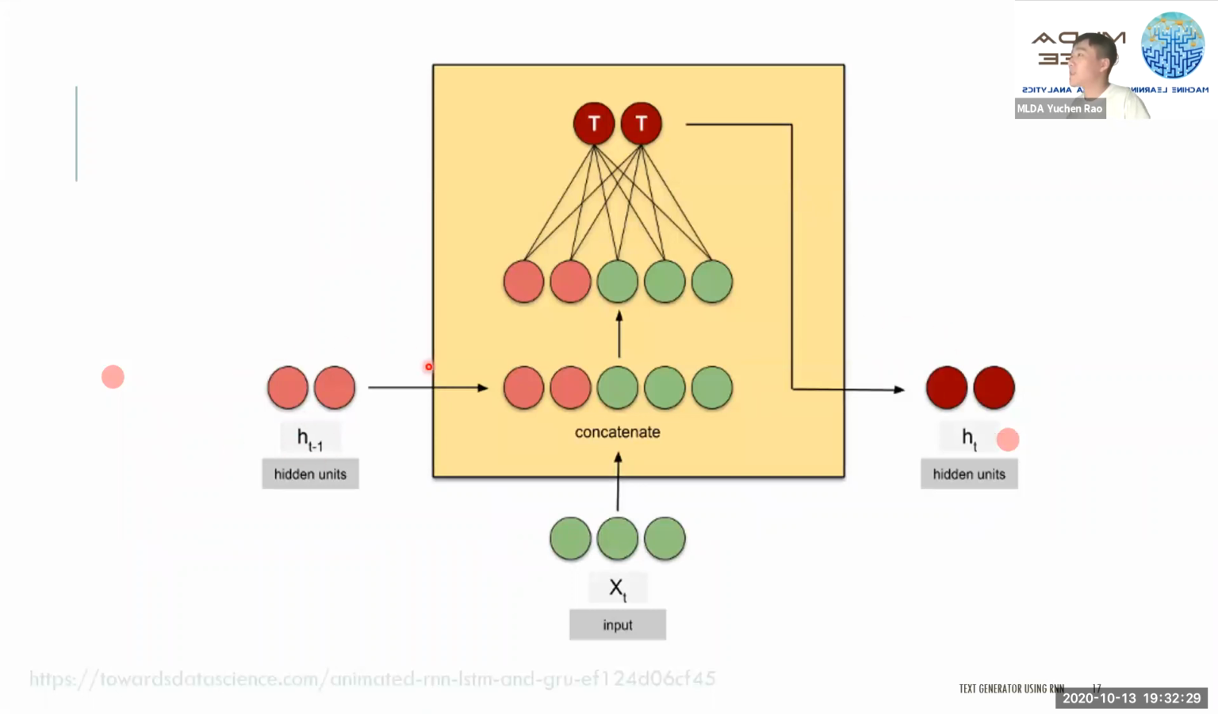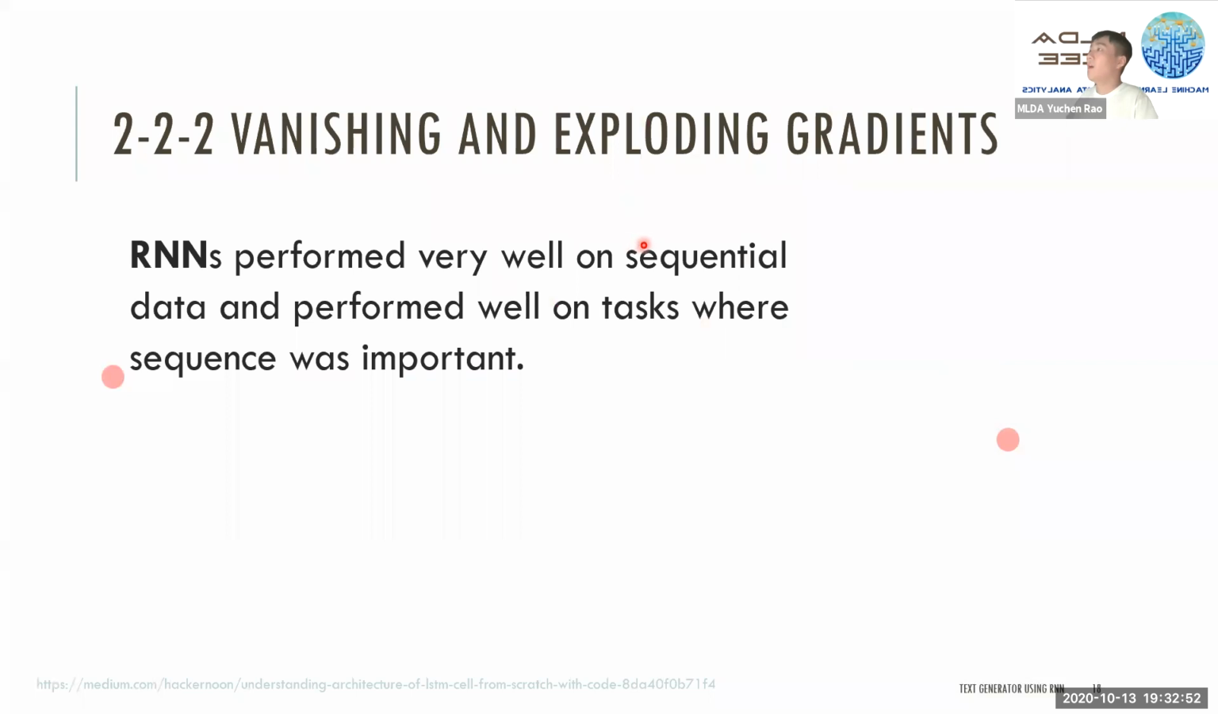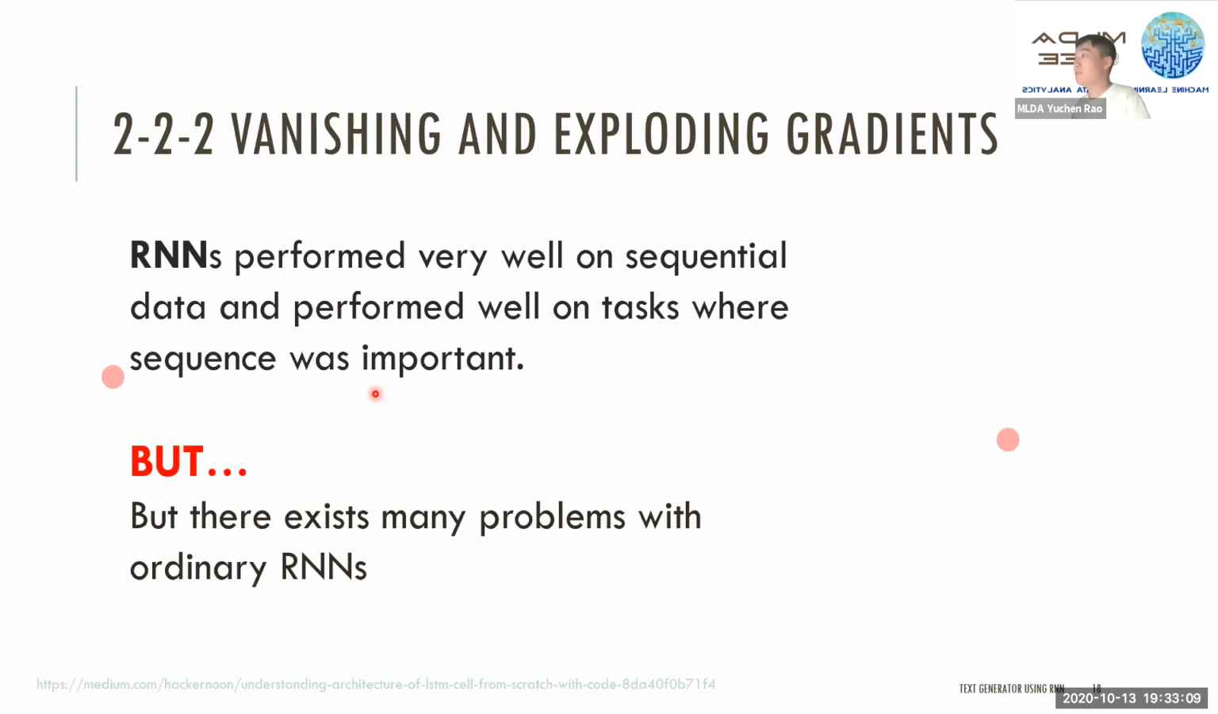So this is an even more detailed representation. We have an input x_t and a hidden layer, and we do concatenation. After that, we feed it into our function, get the result, and then feed it into the hidden unit afterwards. RNNs perform very well on sequential data, where we need to analyze previous data, so they have memory, and perform very well on tasks where sequence is very important.